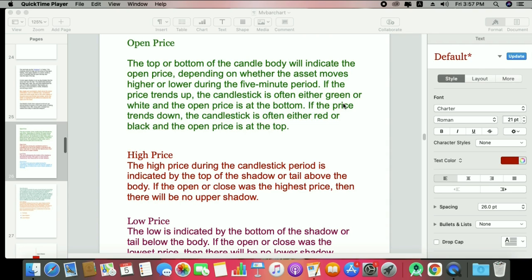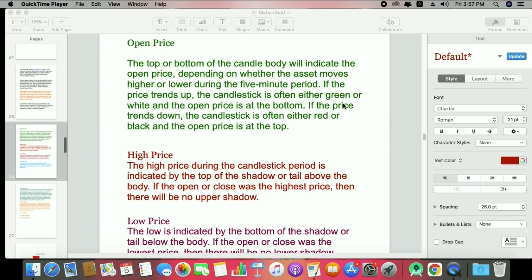So when we discuss the open price, the top or bottom of the candle body will indicate the open price, depending on whether the asset moves higher or lower during the 5 minute period, or we can just check it in the trade market, in the 5 minutes, what is going on. But it depends, you can make it on your weekly, your monthly. As the market is going on, that's only in 5 minute periods. It depends which kind of market.